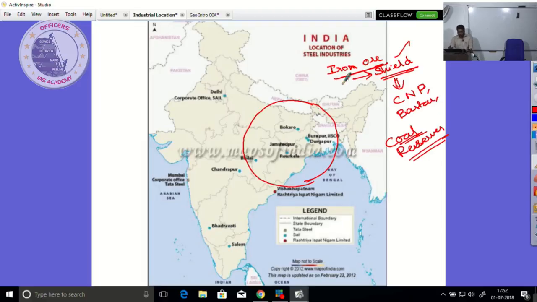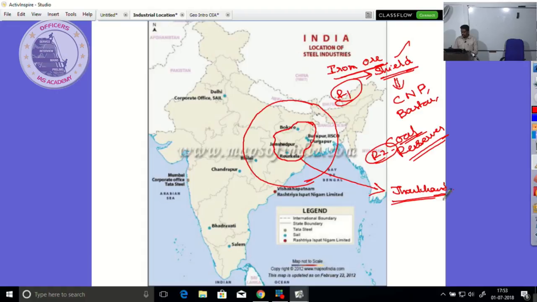Put together, you have both raw material 1 and raw material 2, and that is the reason why the majority of iron ore industries are located in this region. When I talk about the concentrated location of iron ore, primarily it is in the state of Jharkhand, and those areas which are located very near to Jharkhand.